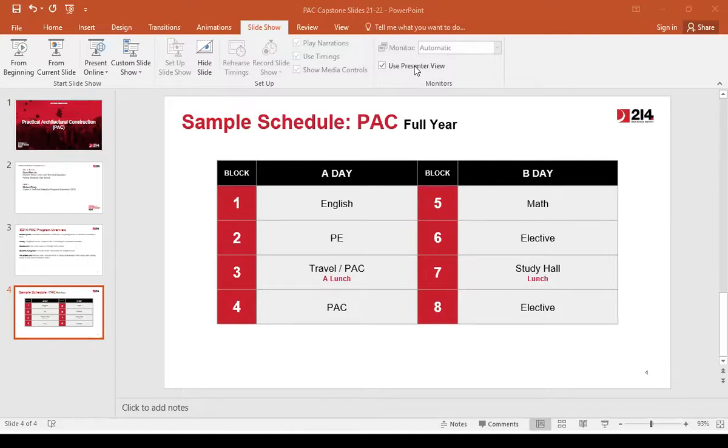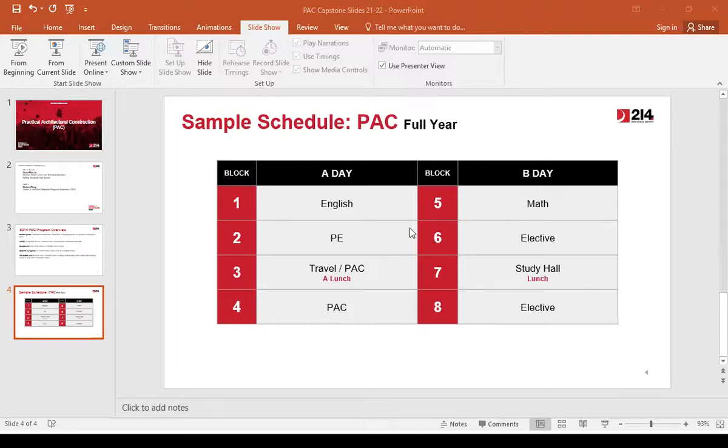So in your junior and senior year, if you're interested in this is for you, you can see this is what your sample schedule may look like. You go to school in the morning, have English, PE, you could travel on site, have lunch, go to PAC, and then come back for the end of the day if you'd like to for sports or any other activities you may be involved in.